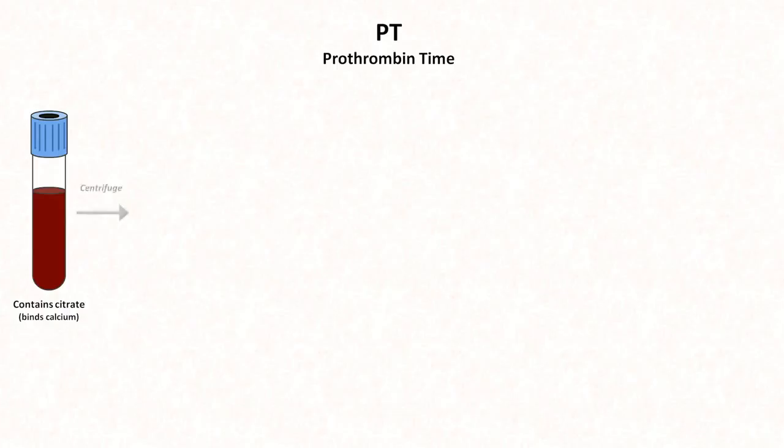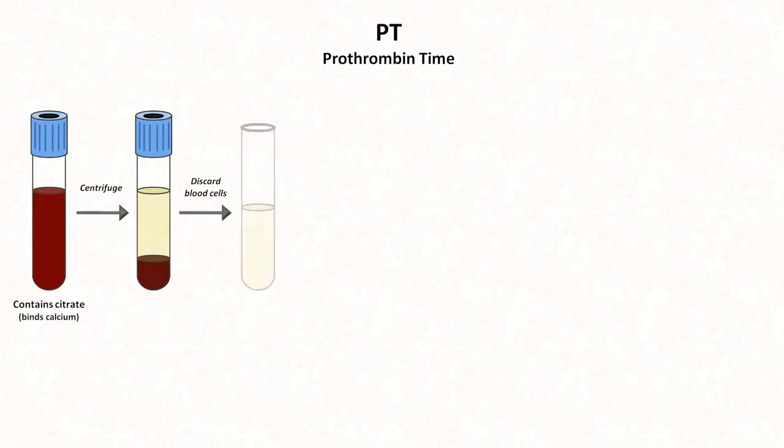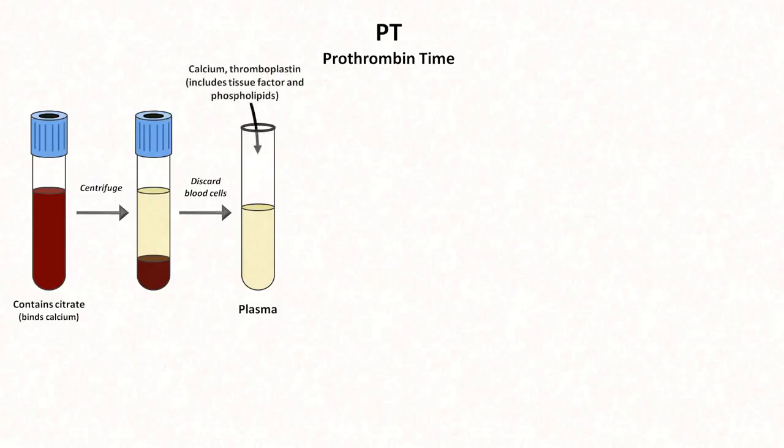The whole blood is then centrifuged to separate the blood cells from everything else. The blood cells are then discarded, leaving a translucent yellowish fluid called plasma. Plasma is essentially the liquid portion of blood and predominantly contains electrolytes, albumin, immunoglobulins, glucose, and of course, clotting factors. To the plasma is added calcium and a substance called thromboplastin, which is a mixture of tissue factor and phospholipids.